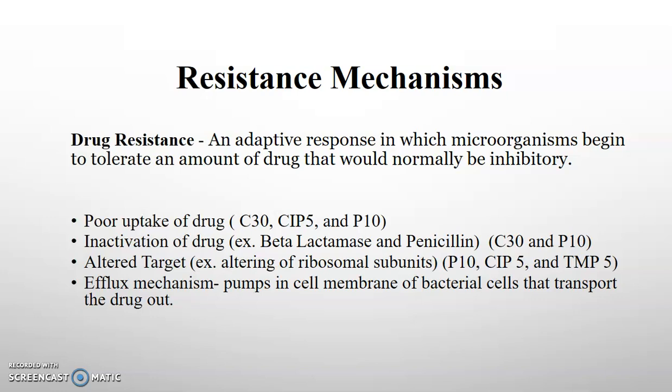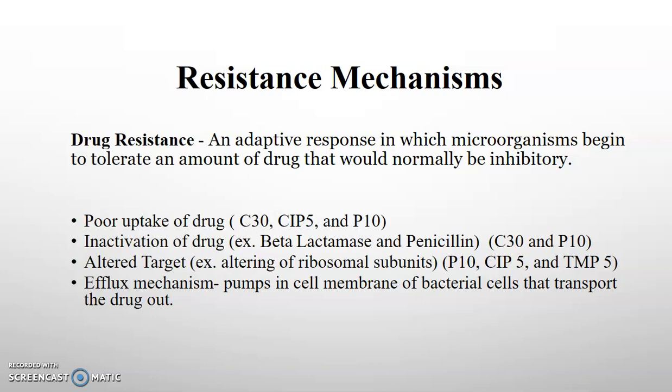There's also inactivation of the drug. Some bacteria can produce a chemical that deactivates the antibiotic. The most famous one is the production of beta-lactamase. A lot of bacteria nowadays produce a chemical called beta-lactamase. Beta-lactamase is a chemical that can inhibit penicillin from working.